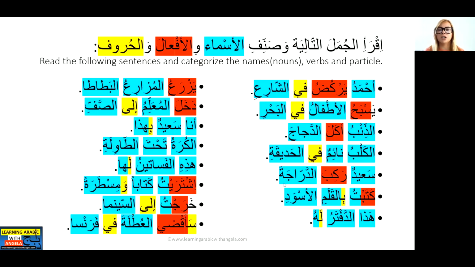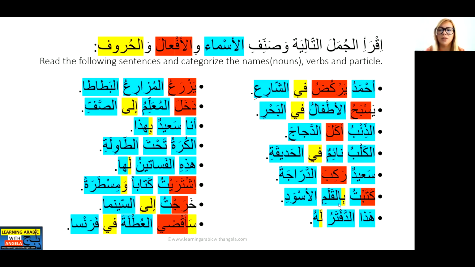سعيد ركب الدراجة. He rode the bicycle. سعيد, proper name. And we have the tanween. ركب, a verb. الدراجة, alif lam. كتبت بالقلم الأسود. كتبت. So you can see over here, this part is the verb. We have the pronoun over here, so I've put it in blue. كتبت, I wrote. So the I is actually the ta over here. And this part is the verb. So verb and attached pronoun suffix. Subject pronoun suffix.